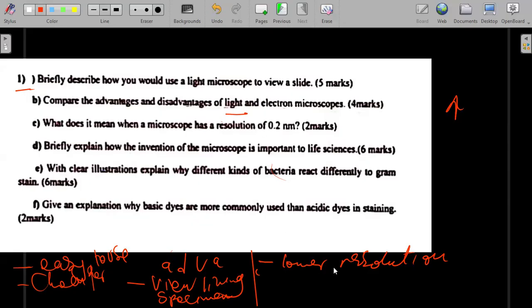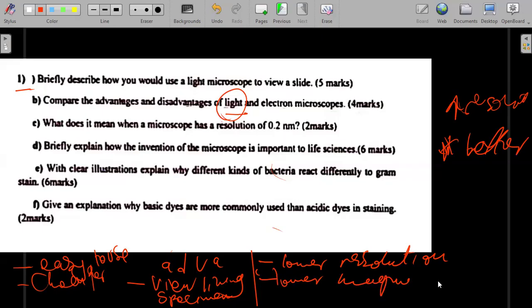It has lower resolution, and we are saying the greater the resolution, the better the image, and this light microscope has a lower resolution. That's one of the disadvantages of this light microscope. Also, the magnification is low, so it has lower magnification.